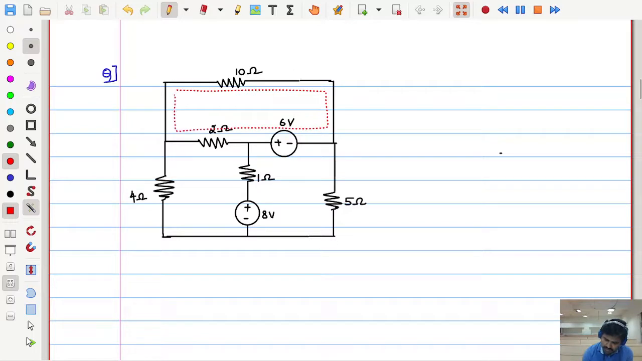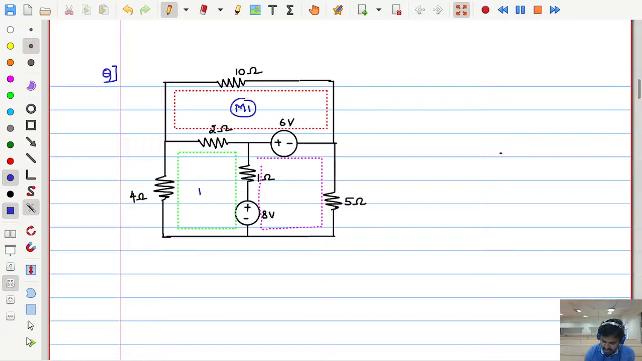This is mesh 1. This is mesh 2, and this is mesh 3. And for the sake of understanding, I will consider that mesh 1 is mine, it's my mesh. I will write my equation first.